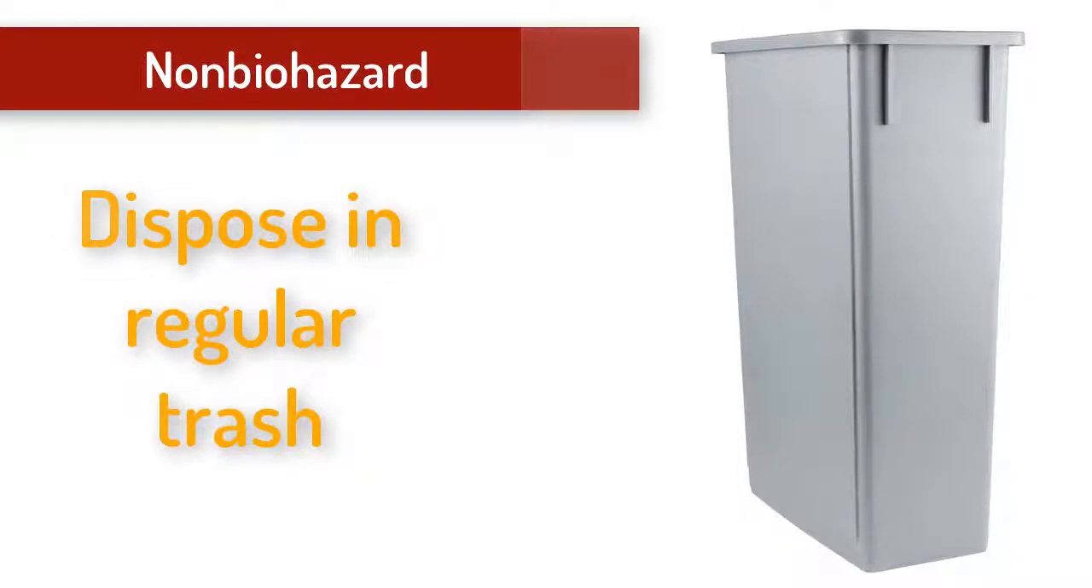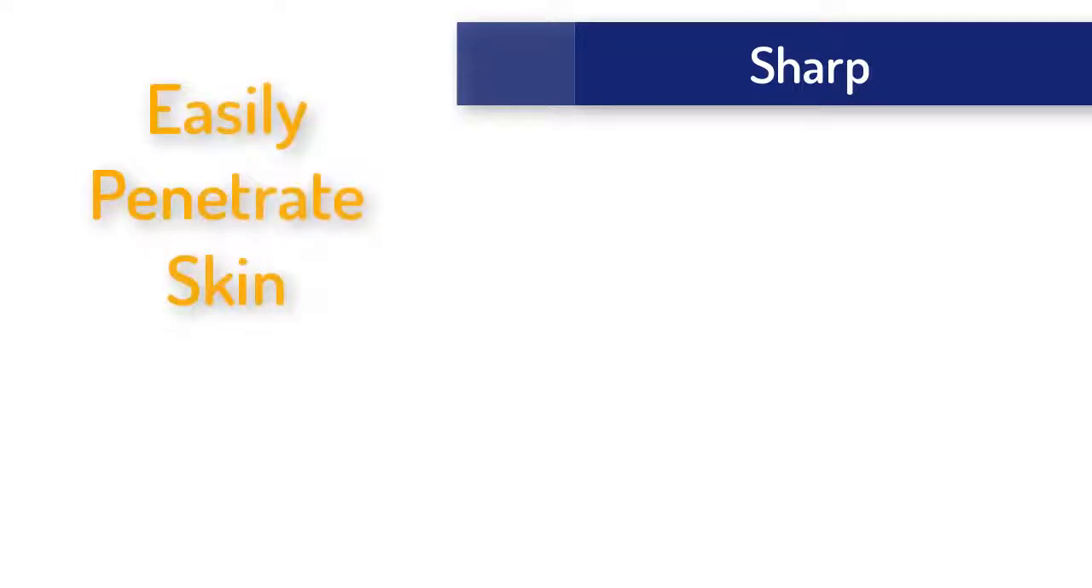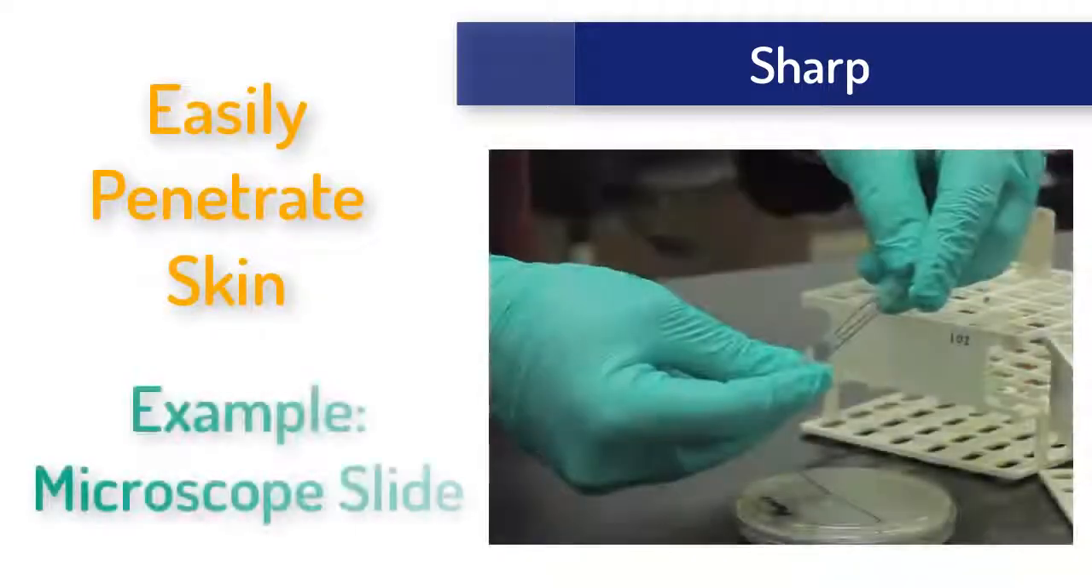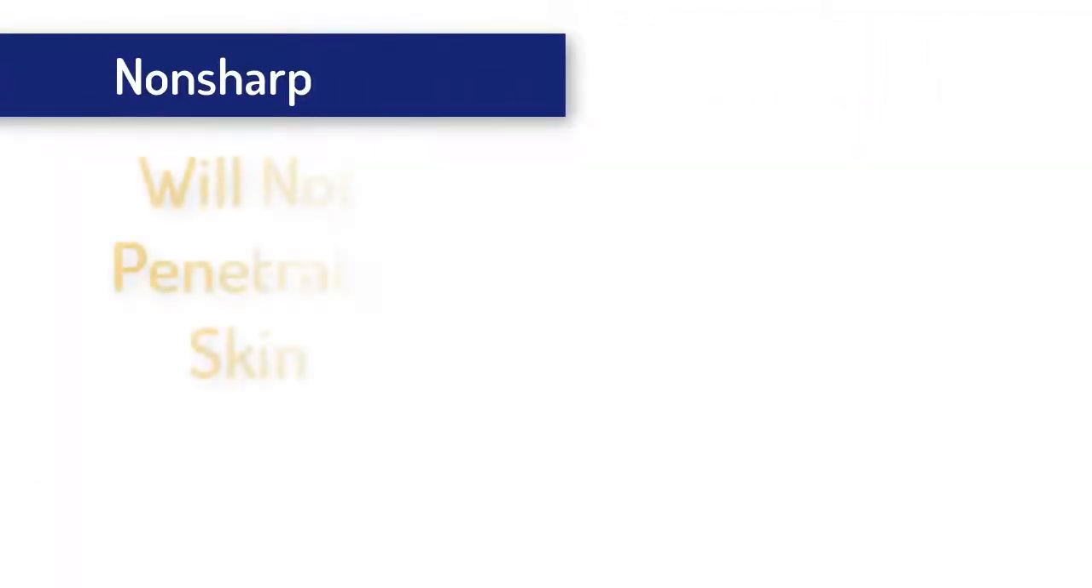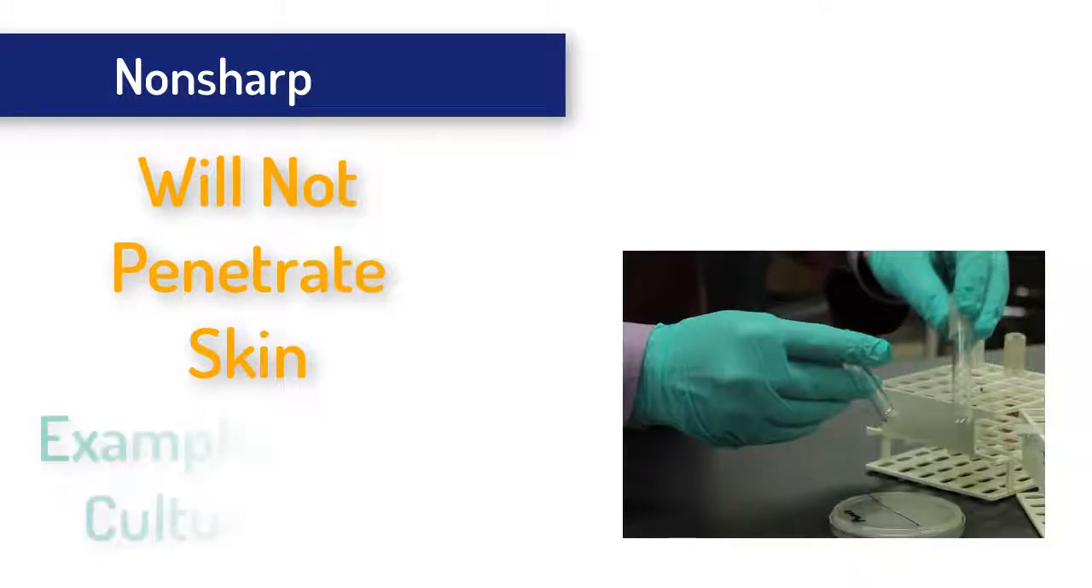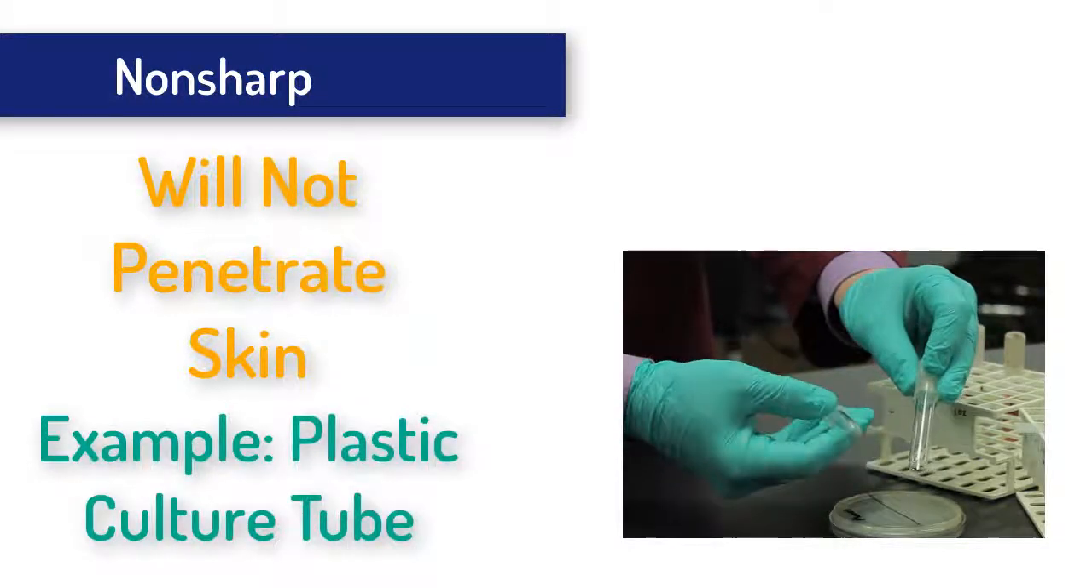For our purposes, the definition of the word sharp will mean any item that can easily penetrate the skin, such as a glass microscope slide. Items that are non-sharp will not normally penetrate the skin, such as a plastic culture tube.